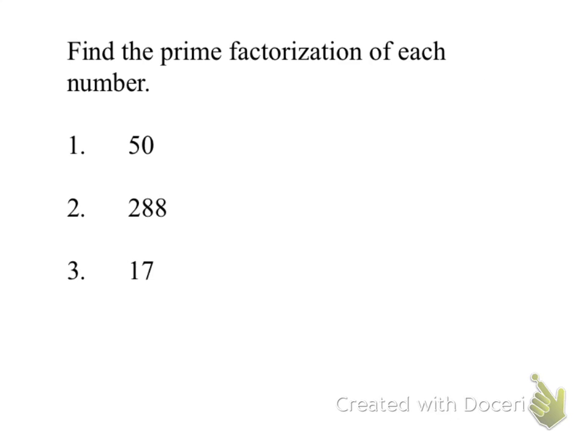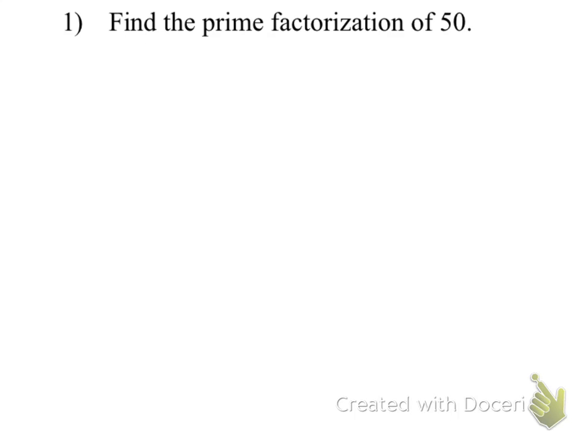So here's where you're going to want to do these on your paper. Pause it, and then when you're done, come back and check your answers. Prime factorization of 50. Let's start with our factor tree first.